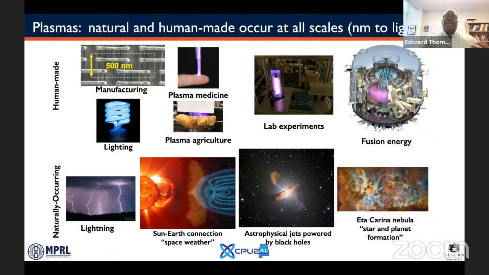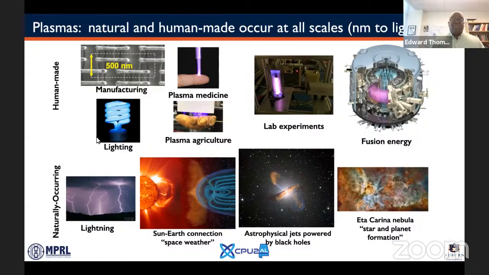You can find plasmas in both natural environments and a variety of human-made environments. In the upper part of this image here, you're seeing a number of human-made applications of plasmas, everything from fluorescent lighting, which inside the fluorescent light bulbs, there's a plasma, to manufacturing, plasma medicine, agriculture, using plasmas for both of those kinds of applications, fundamental laboratory experiments, and then looking into the future using very hot plasmas to produce energy in the form of fusion energy.